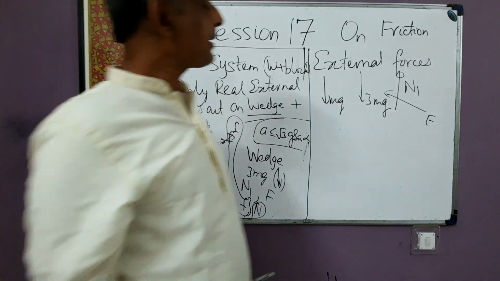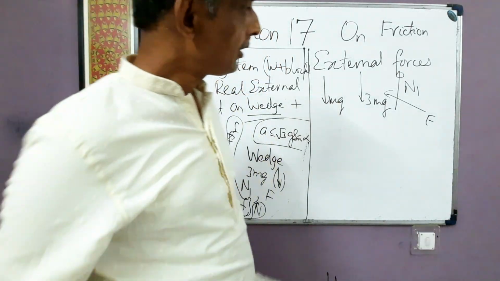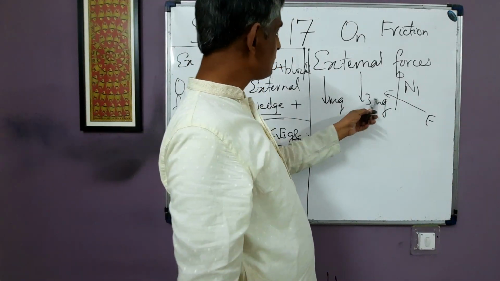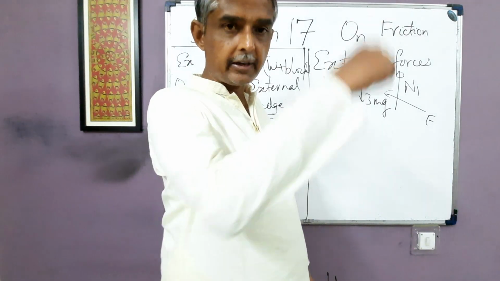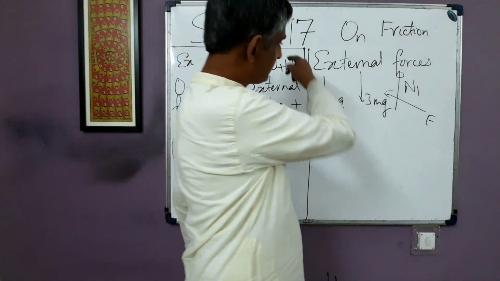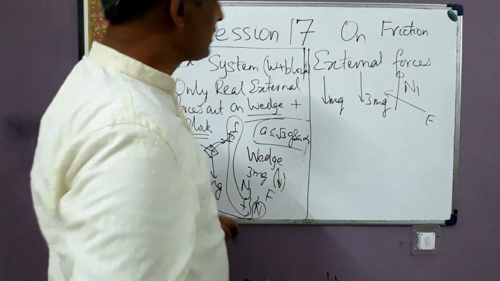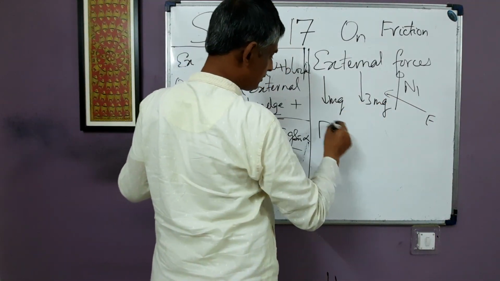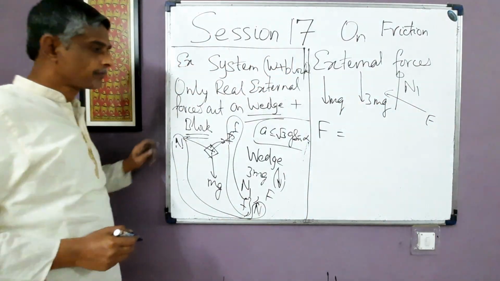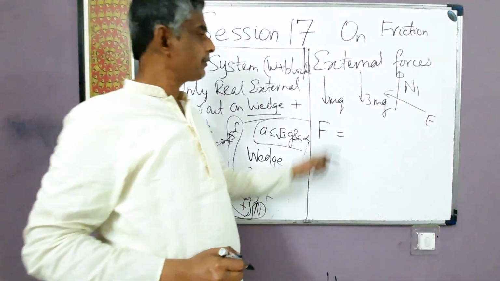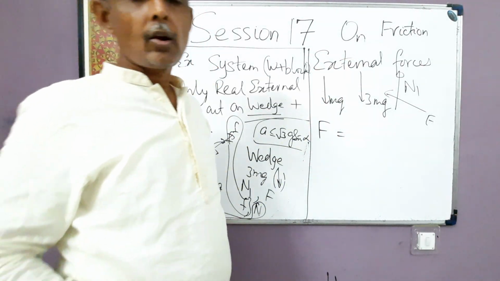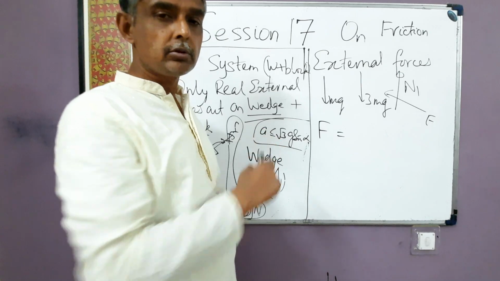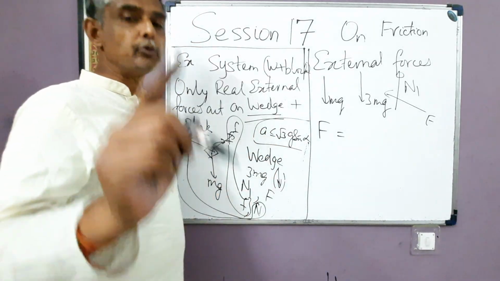Now we are writing the combined equation in negative x direction. Along this negative x direction, N1, 3 mg and mg do not have any component. They are in vertical direction. The only force in negative x direction is this one, F. So the only external force on the system wedge plus block in negative x direction is F. That is equal to mass times acceleration of the wedge plus mass times acceleration of the block. All accelerations have to be taken with respect to the ground, that is, in the frame in which we are applying Newton's second law.